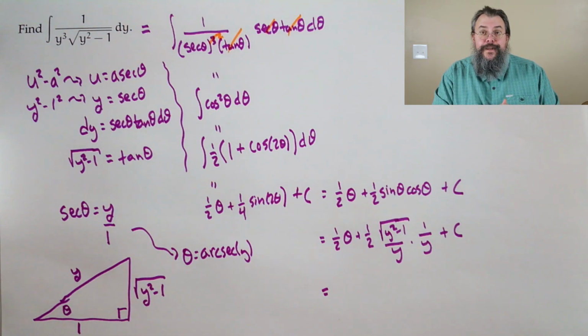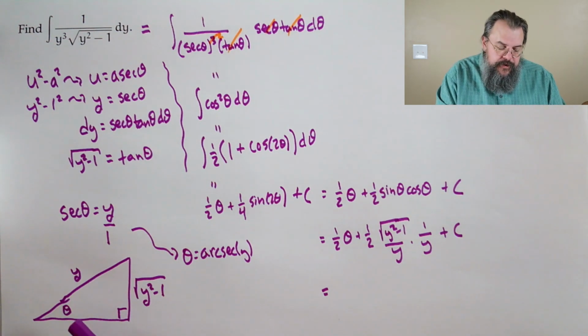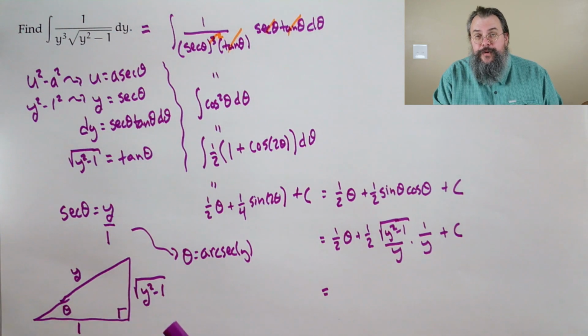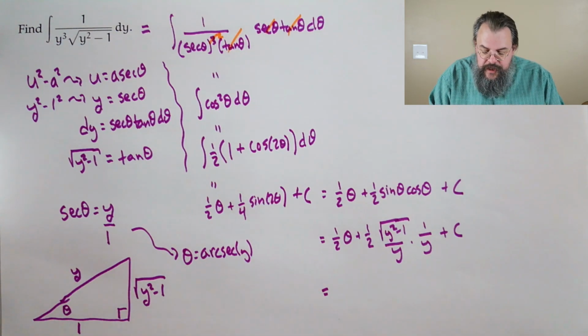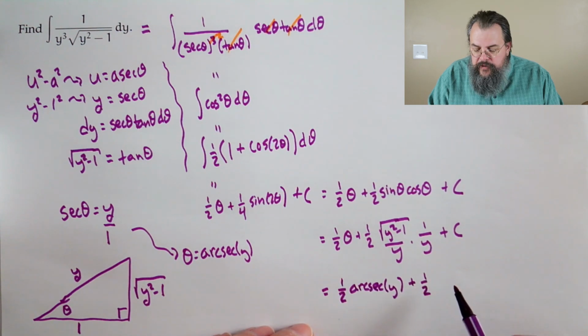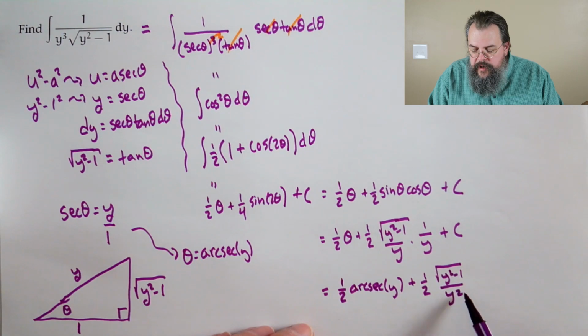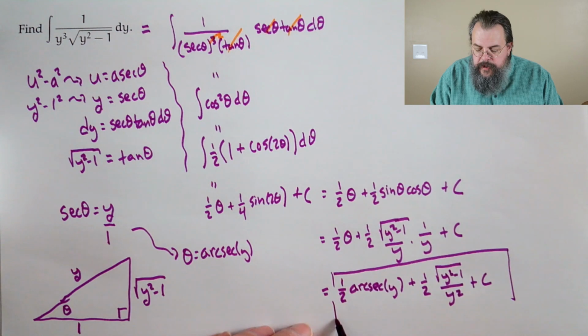And you go like, okay, where's that coming from? And it comes from the triangle, right? Tangent of theta is square root of y squared minus 1. So you could also say theta equals arctangent of square root of y squared minus 1. But I think this is just so pretty. So our final answer, 1/2 arcsecant of y plus 1/2 square root y squared minus 1 over y squared plus c. And there we go.